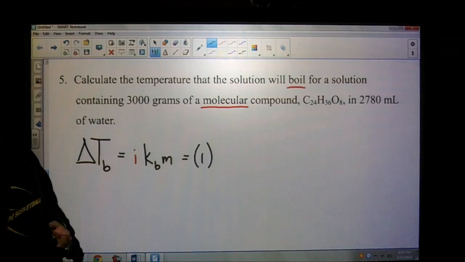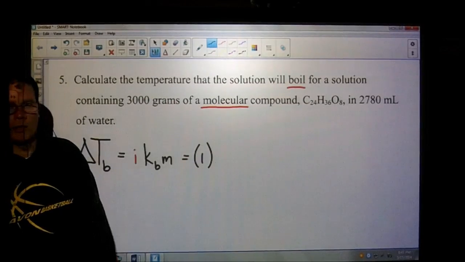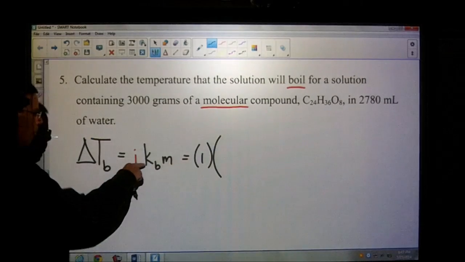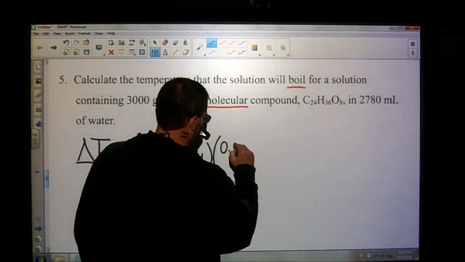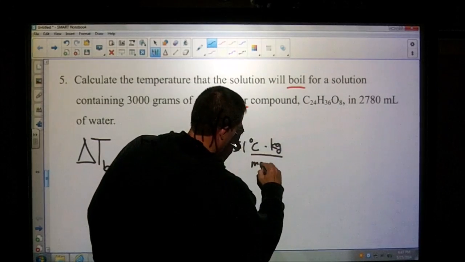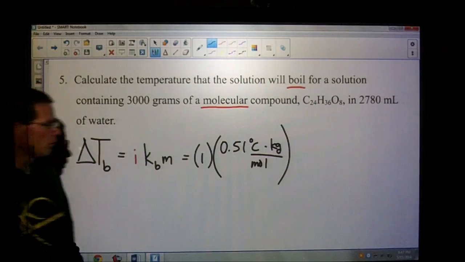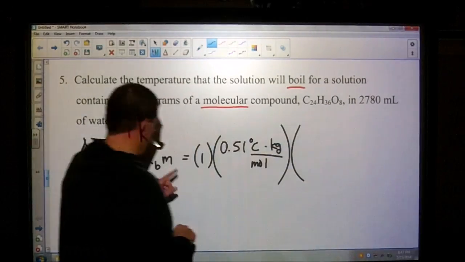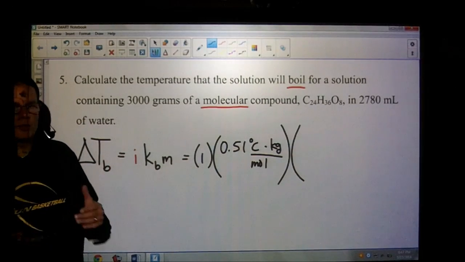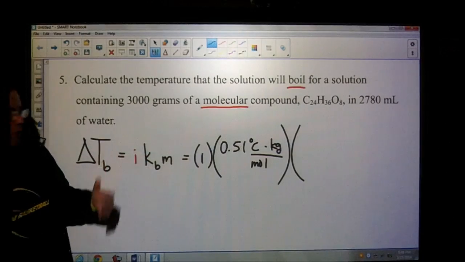So unfortunately, this big molecule will have a lower impact on that overall change. However, since it is still boiling, we use that constant, 0.51. Now we need to find out how many moles and how many kilograms by calculating for the molality. And notice how I'm not actually finding the value for the molality, just as a necessary step. Finding the moles and the kilograms is enough.